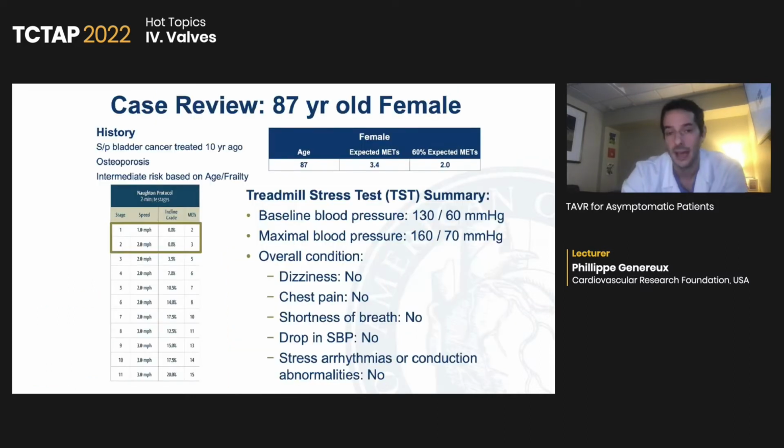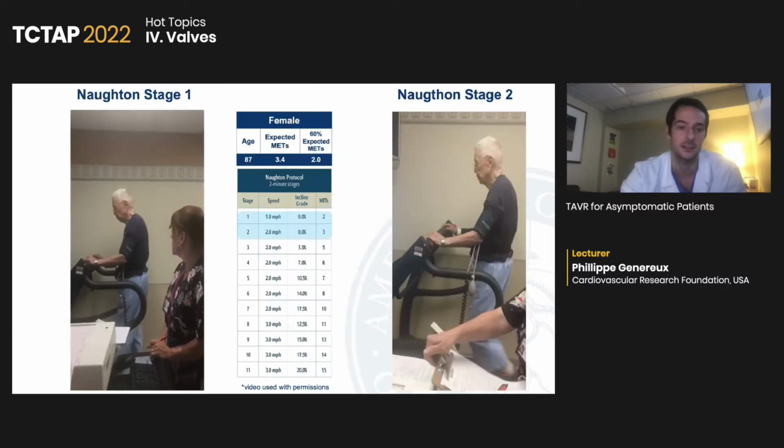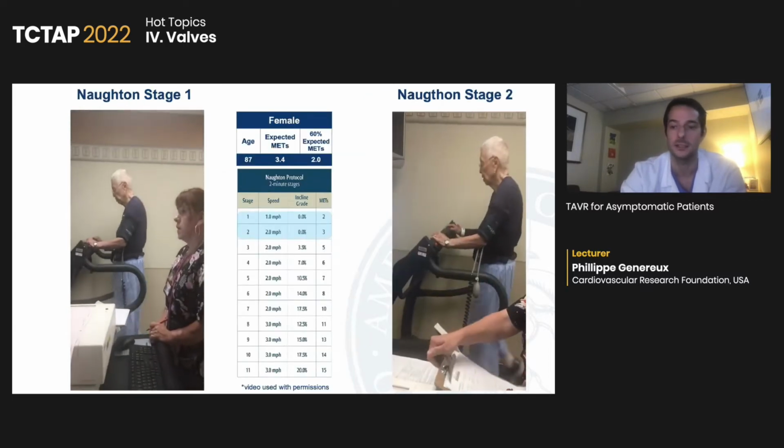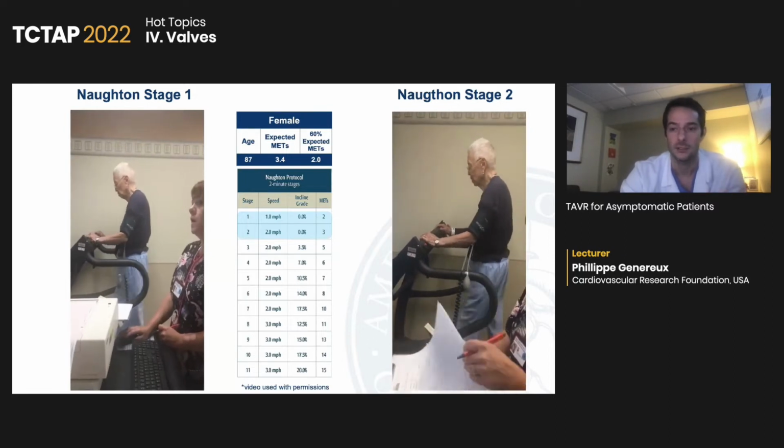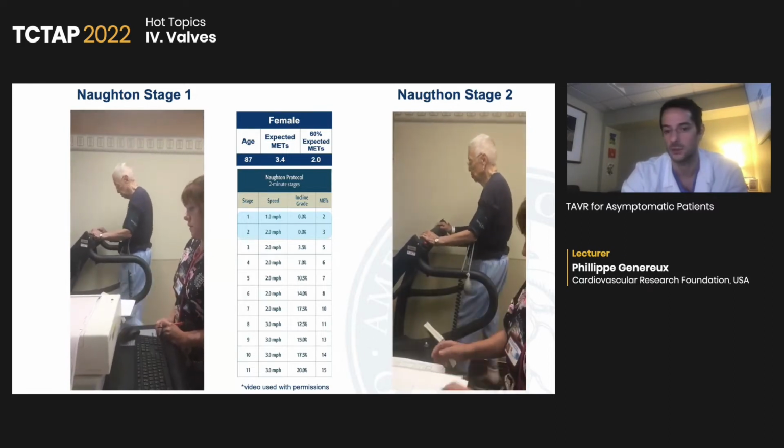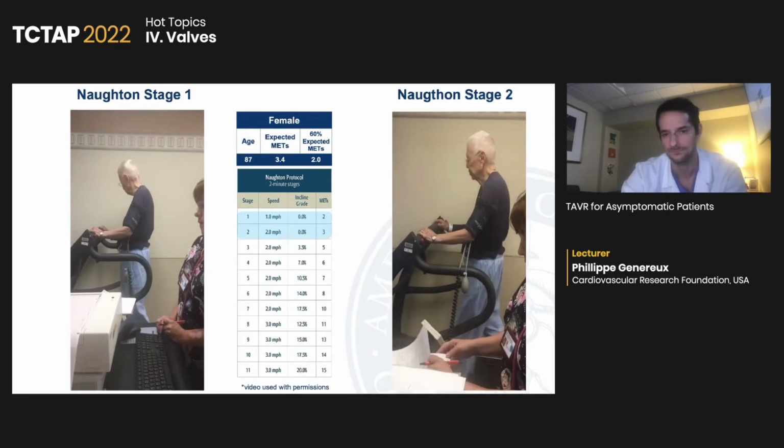This is another patient we have, an 87-year-old female, who was asymptomatic, and because of her age, we used a Naughton protocol. And you can see we only have to go for 3 METs with her age. Maximum is 3.4 METs and the 60% is 2 METs. This is the stage 1 Naughton, and on the right, this is the stage 2. So she passed with flying colors and she was asymptomatic with normal blood pressure.